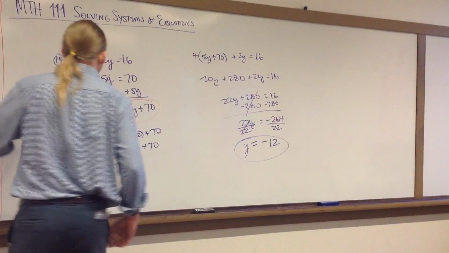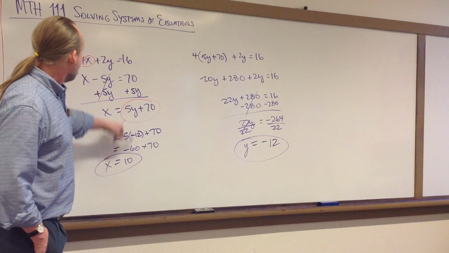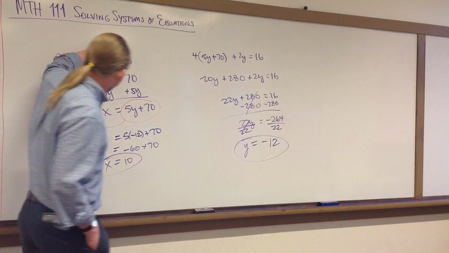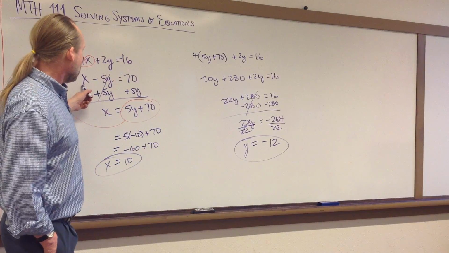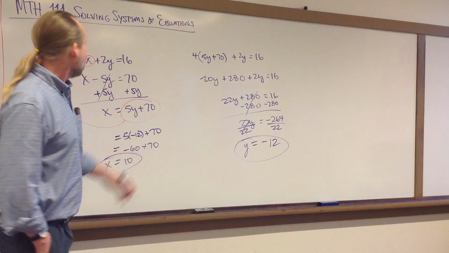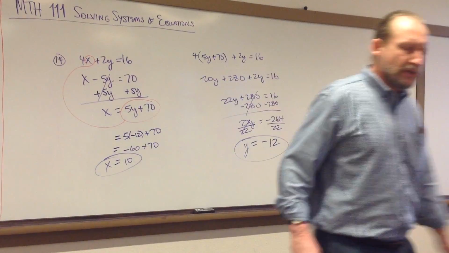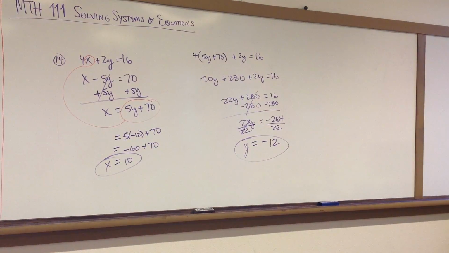Does that work? Let's see. This will be 40 minus 24 is 16. 10 plus 60 is 70. Okay. So there's problem 14. Just got a few more here.